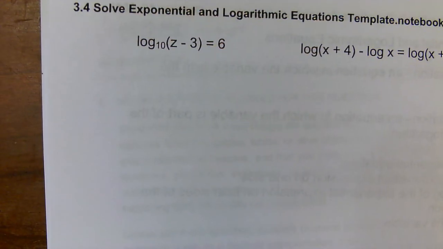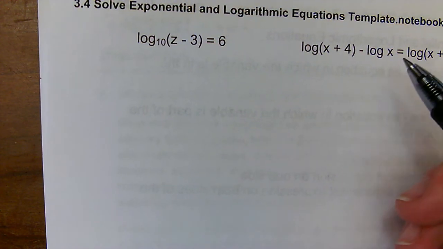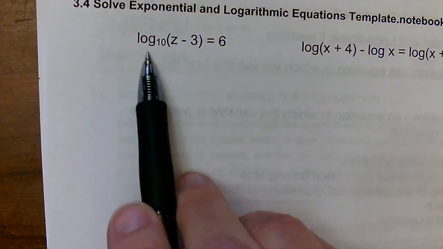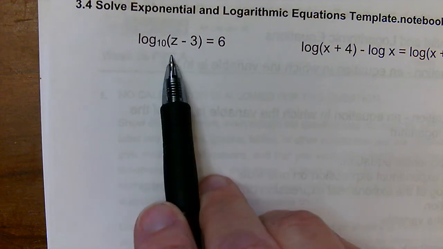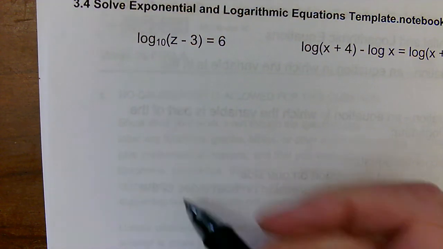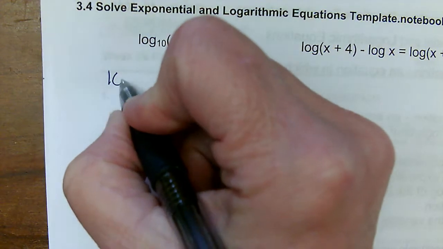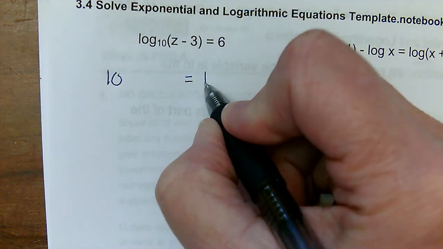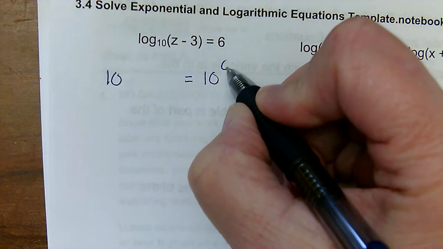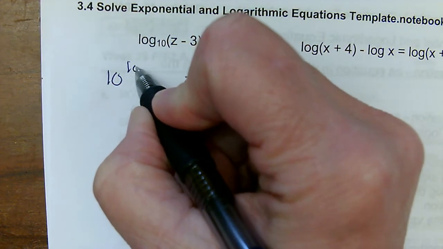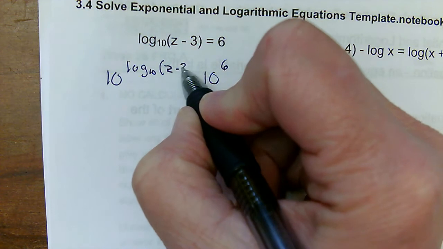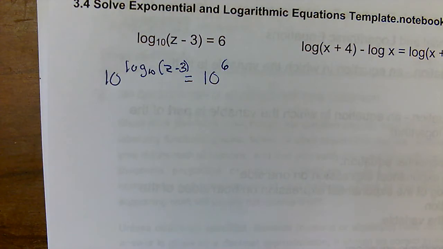So our first logarithmic equation is log base 10 of the quantity z minus 3 equals 6. The log is already isolated on one side of this equation, and it's a log with base 10. So I'm going to use 10 as the base on both sides, and I'm going to make the two sides of the equation the exponent on both sides. I like to call this exponentiating on a base of 10.